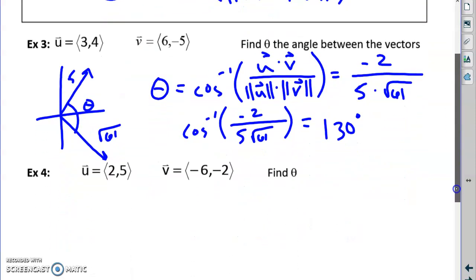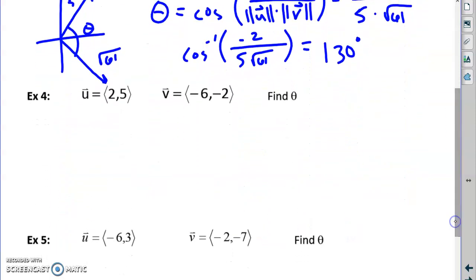Let's take one more example of this new dot product. I don't know if we need to do two. Sketch it up. Vector u, 2, 5. Vector v, negative 6, negative 2.